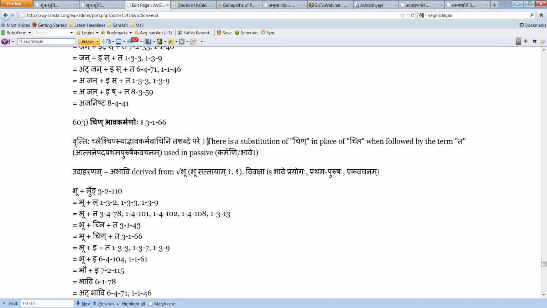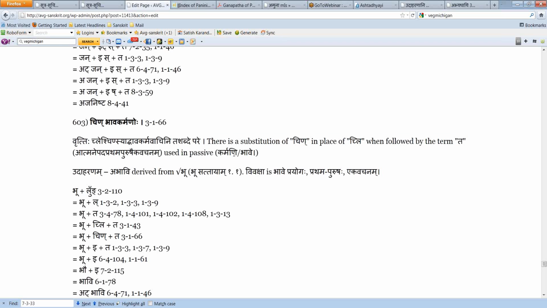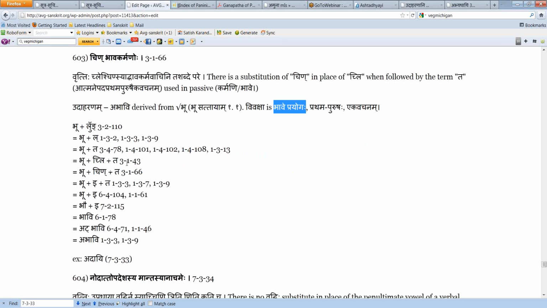Substitution of chin in place of chiliun followed by the term ta. This is Atmanepada Prathama Purusha Ekavachanam when used in the passive. So when you take the dhatu bhu and follow in the case of bhave, because this cannot be karmani, this intransitive verb, you follow all the same steps as before.